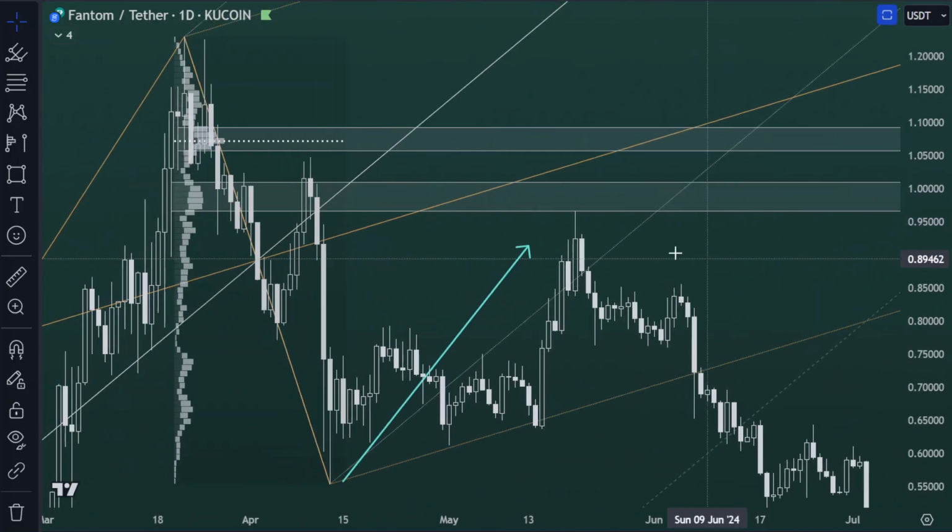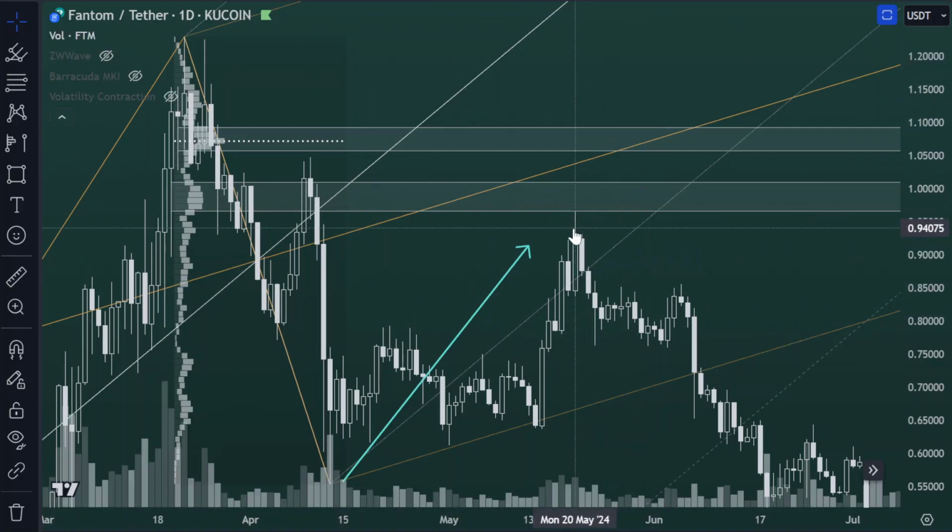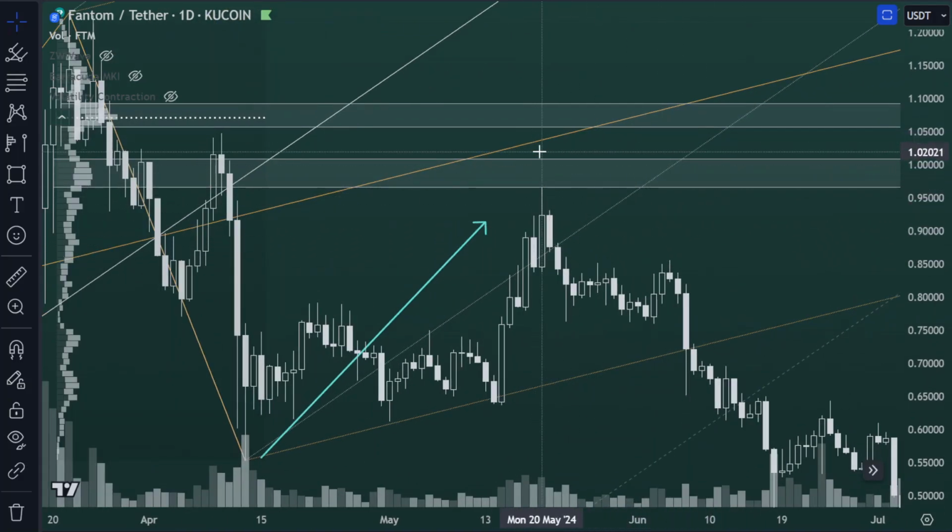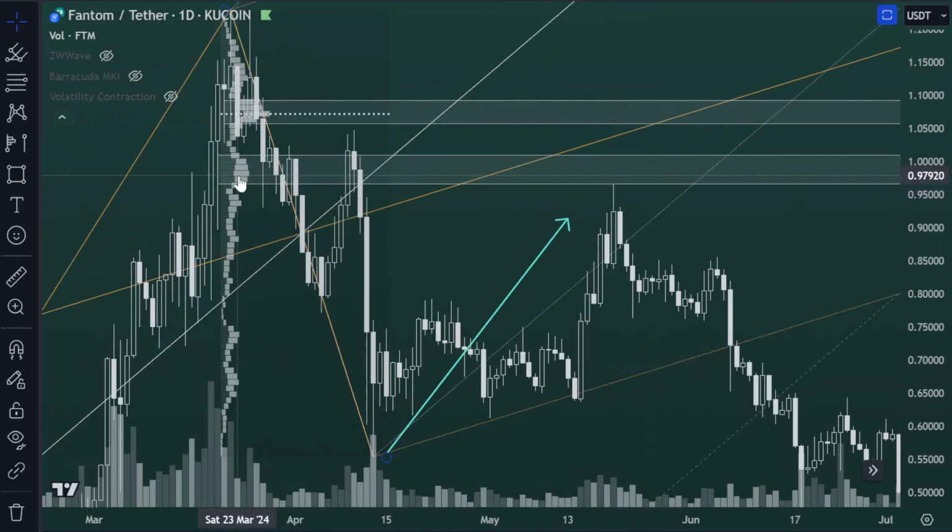The precise rejection was a wick type. If you look at the volume, I would say that it's not significant volume, but the wick is very significant. The rejection happened quite confidently right here at this volume region.